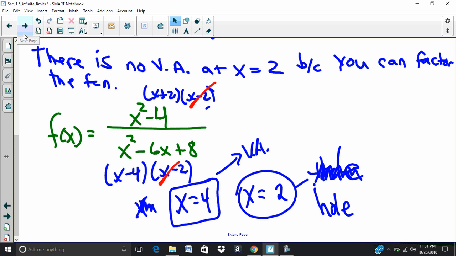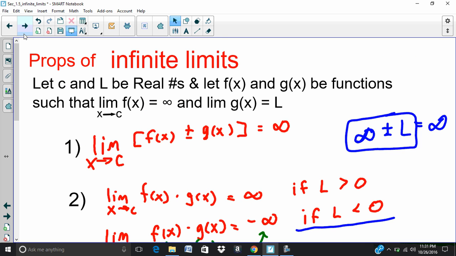Alright? So, one last little slide left here. It's on properties of infinite limits. Very similar to some of the things we've talked about in the past couple of days. Like basically what it boils down to is this. I'm going to take the limit of two functions, f of x and g of x, both as x approaches c.